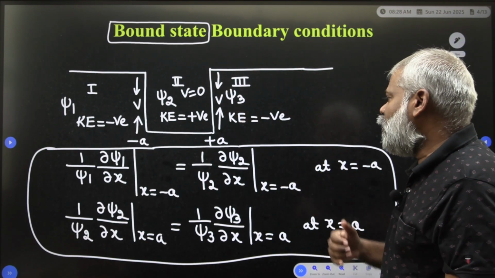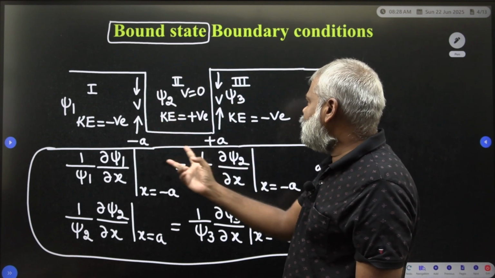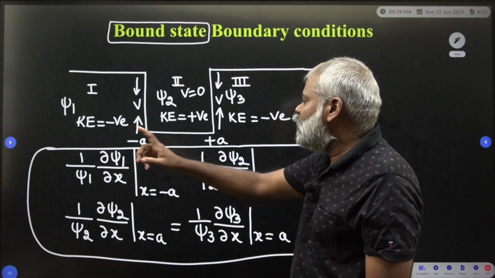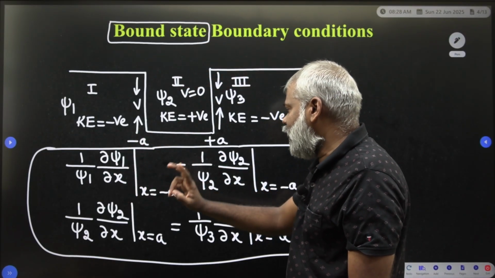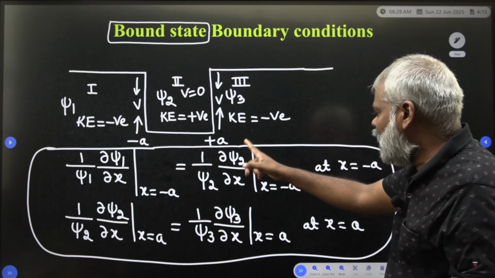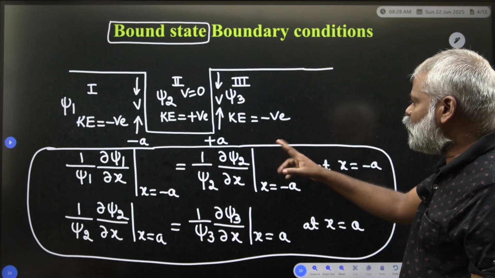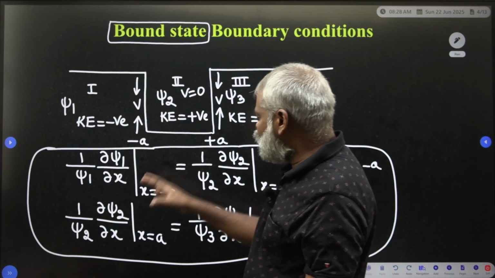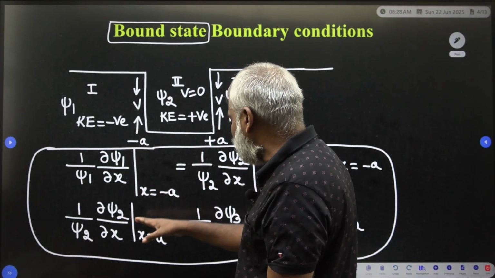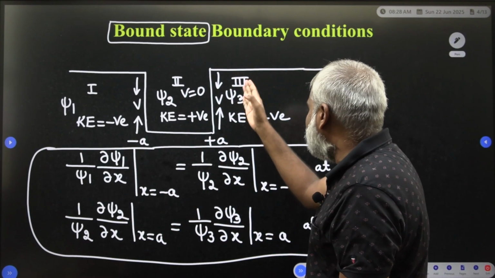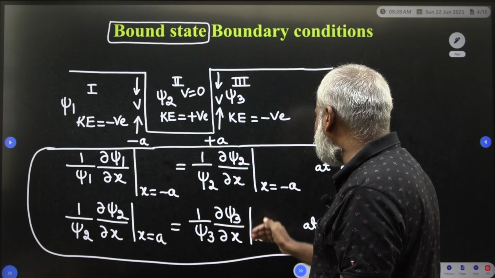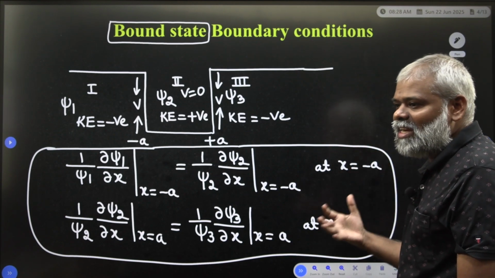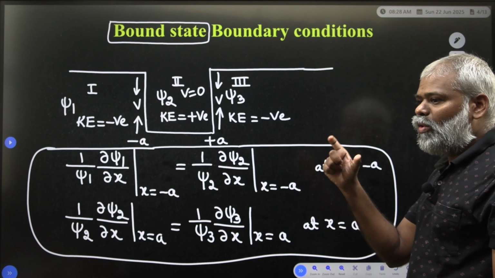What is the bound state boundary condition? This type of system we call a bound state system. The particle is bounded here. So, 1 by psi 1 dou psi 1 by dou x at x is equal to minus a is equal to 1 by psi 2 dou psi 2 by dou x at x is equal to minus a. Now, 1 by psi 2 dou psi 2 by dou x at x is equal to plus a is equal to 1 by psi 3 dou psi 3 by dou x at x is equal to plus a. This condition we call the bound state boundary condition.